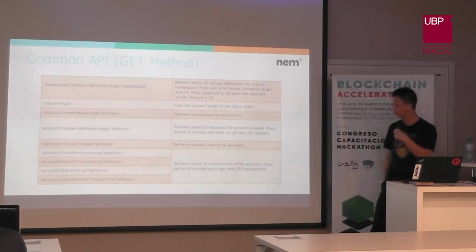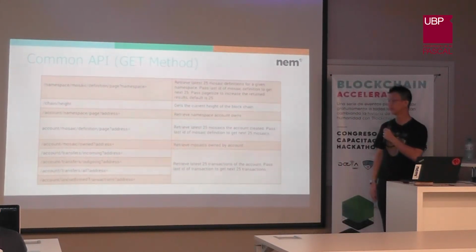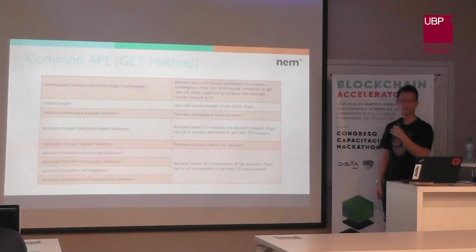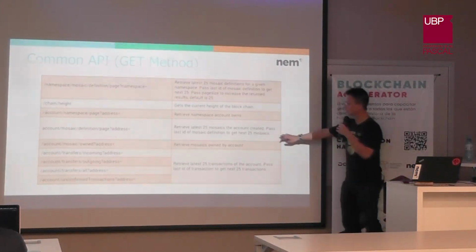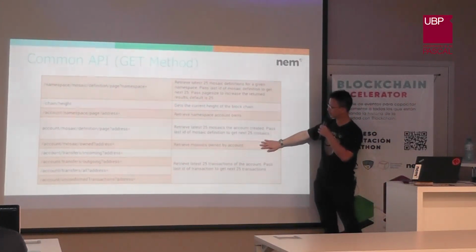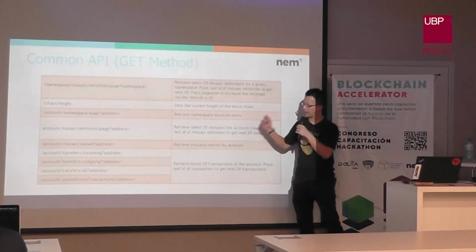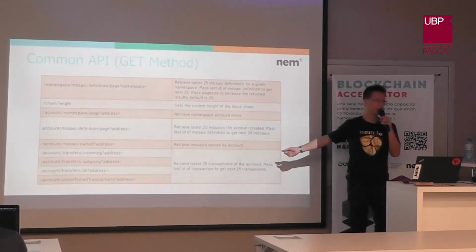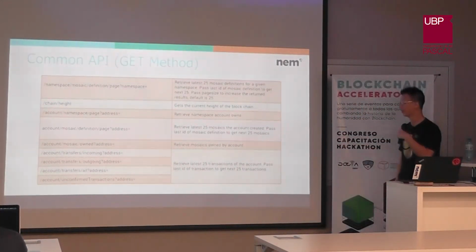Okay. Bueno, acá podemos ver otros comandos, por ejemplo, que tienen las direcciones, las direcciones de las últimas 25 de accounts. It's address and accounts. This one, which one? And owned. Owned here. Okay. Basically, if any mosaics is sitting in the address, you will get it from here. Okay. Y por último, tenemos el último comando de atrás, unconfirmed transaction address.